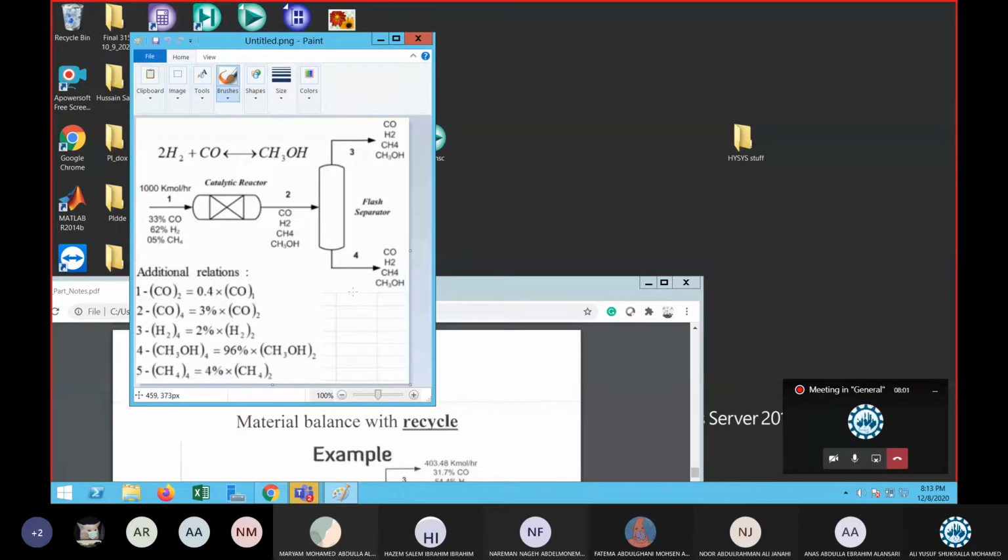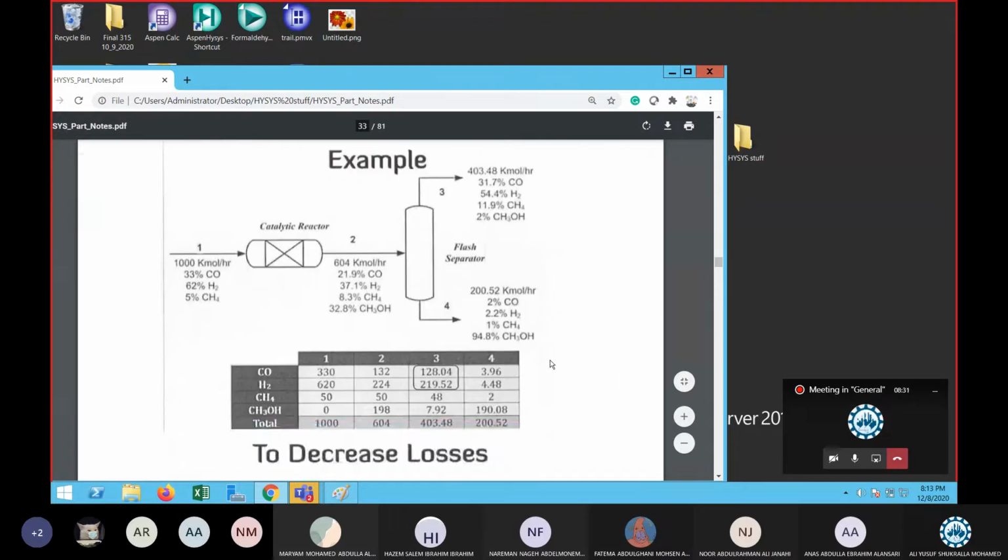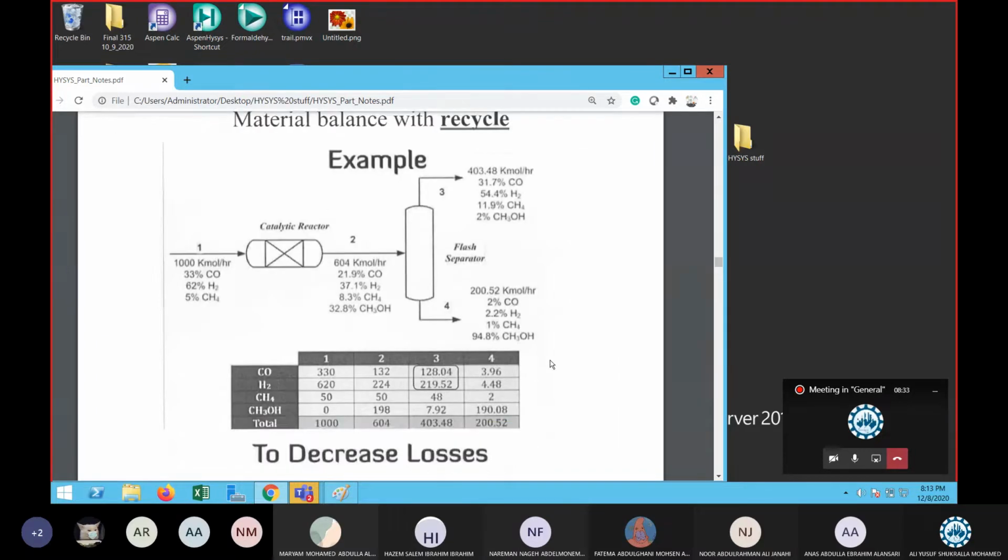Okay, if you calculate the degree of freedom for this 2-unit system, you will find that the degree of freedom is equal to 0, so I can solve the process. When you solve the process, we are going to get these results, as you can see here. These are the flow rates of streams 2, 3, and 4, as well as the associated compositions. This is something that you can try yourself.